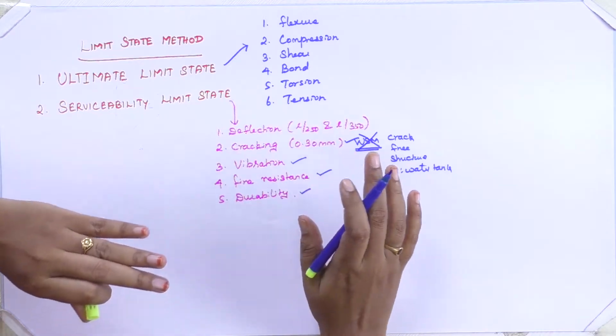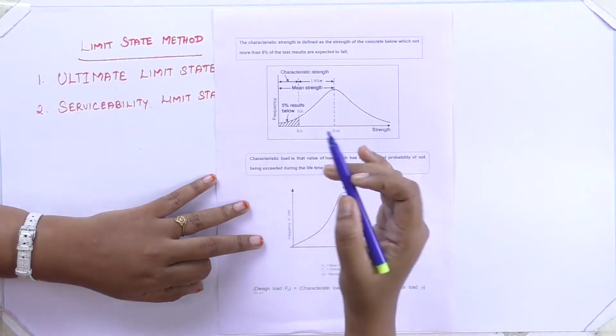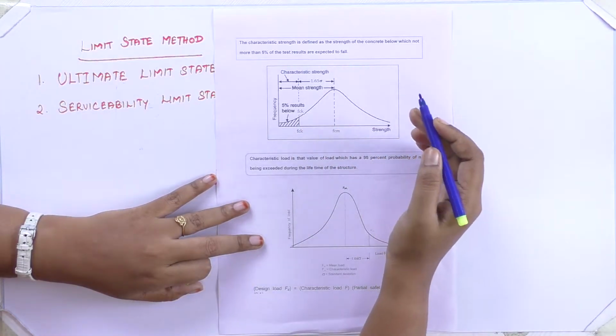Before going into the analysis of the limit state method, let me clarify the terminologies involved. The first terminology is the characteristic strength. We are using many materials like concrete and steel. We need to check the strength of each material, and the characteristic strength at 28 days. What is meant by characteristic strength?